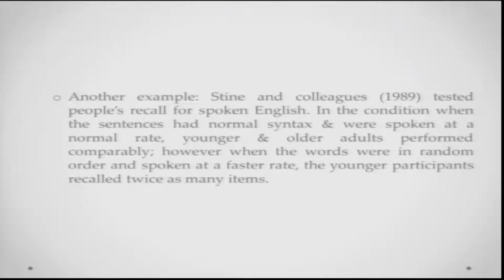Another example, Stine and colleagues tested people's recall for spoken English, and there were 2 conditions. In one condition, the sentences were spoken in the correct order, normal syntax, and at normal rate of speech. Here the performance of elderly people and young adults was the same, but when the syntax was jumbled, the words were in jumbled order and they were being spoken at a faster rate, the young adults performed much better than the elderly individuals. So you can see that as the task gets more complex, that is where you can start seeing the difficulties in memory.